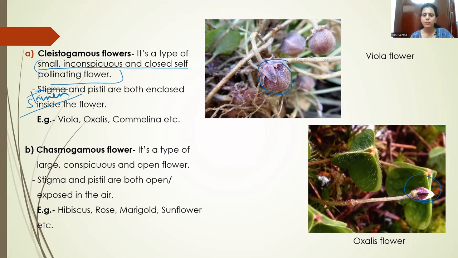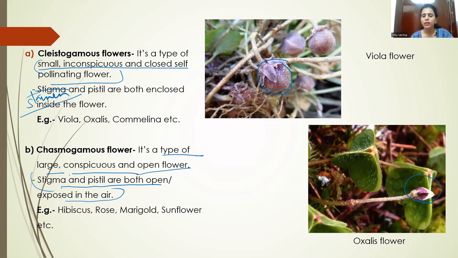The second type of flower is chasmogamous flower. Chasmogamous is a type of large, conspicuous and open flower. It is large, conspicuous. Conspicuous means easily visible, and open flower. Stamen and pistil both are open and exposed in the air. So you must have seen hibiscus flower in your surroundings, or all the colorful flowers like rose, China rose, and then marigold, lily, water lily, lotus.